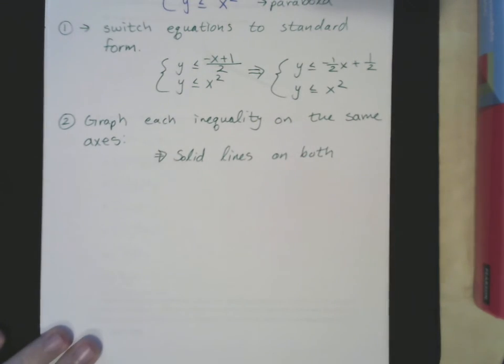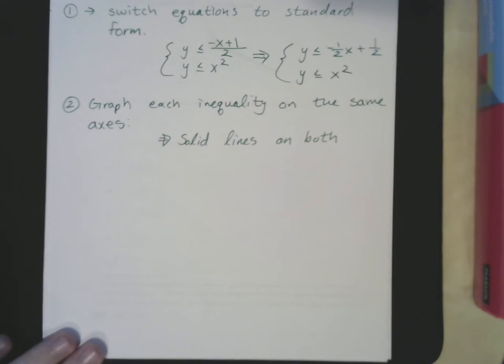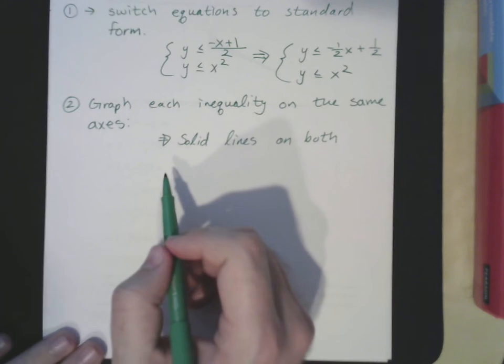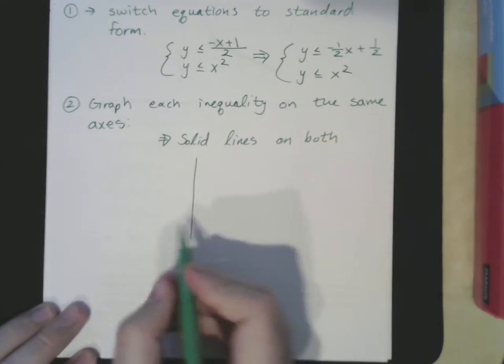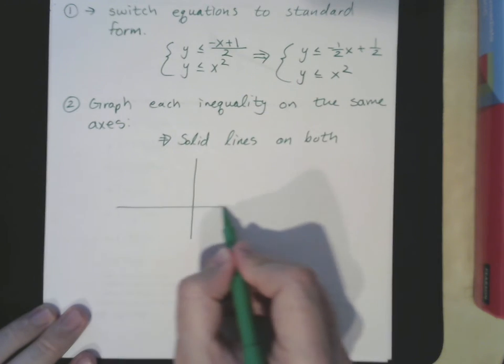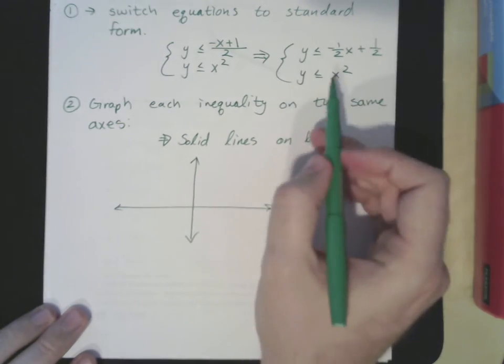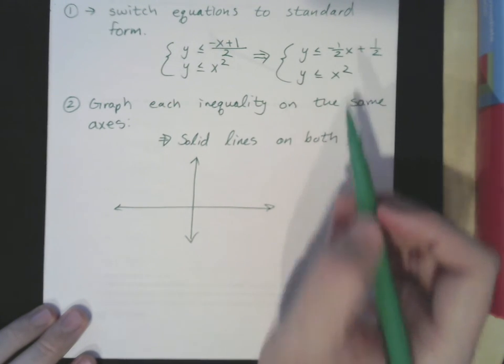Now I like writing this, again, like you saw in the last example, I didn't write this and I drew it as a solid line, which should have been a dashed line. So if you're like me and you forget that sometimes, I'd recommend getting into the habit of writing it just like this at the start so you know what you're doing. So we go to graph this. So our two equations, y equals x squared and y equals -1/2 x plus 1/2.